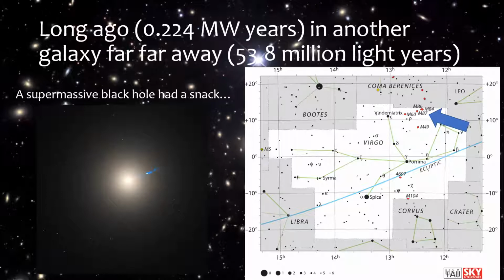A Hubble picture of M87 is shown on the left. This is a giant galaxy, elliptical in shape. In the Hubble picture, you can also see a blue jet of material shown in blue.